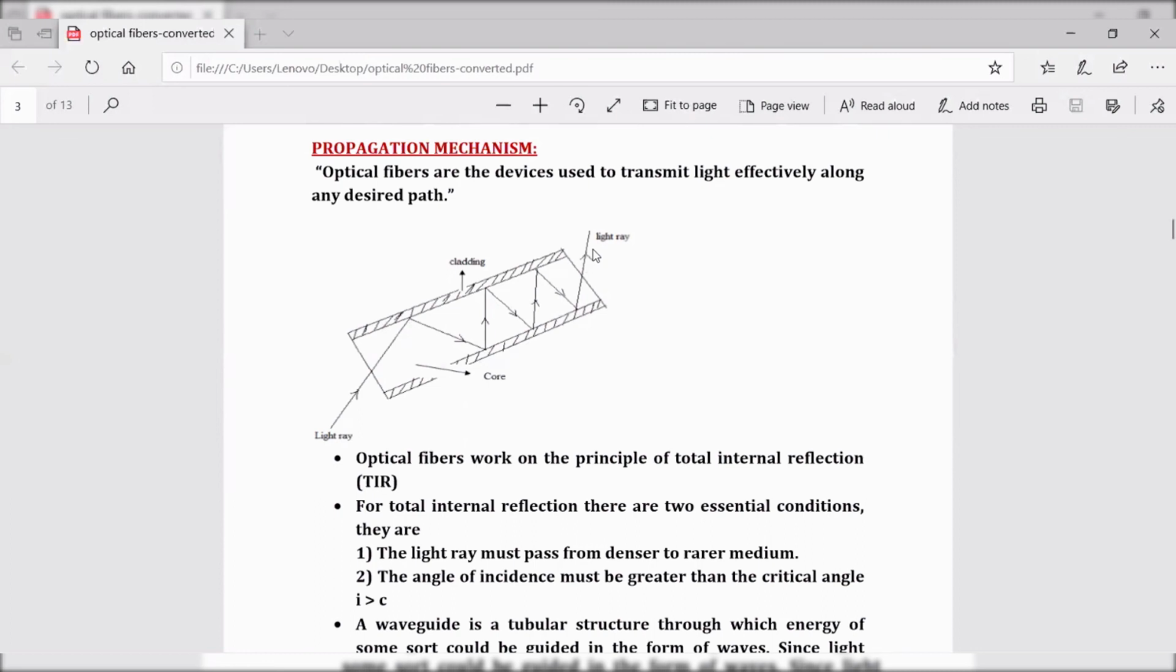Care should be taken to avoid bending of the fiber. If you go for sharper bends, what happens? Either the fiber may get broken or light fails to undergo total internal reflection. So this is how light can be guided inside an optical fiber, the guiding mechanism or the light propagation mechanism in an optical fiber.